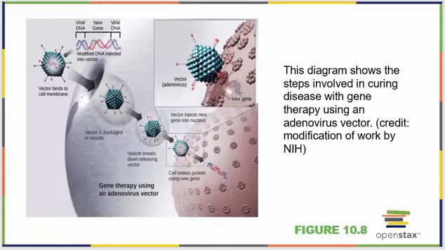Now we're simply going to run through a couple of different things that we can do using biotechnology. This diagram shows you the steps involved in curing a disease with gene therapy using an adenovirus vector. In this case, we inserted a gene that an individual was missing into a virus. Viruses do an excellent job of inserting themselves into their host DNA. We're going to use the adenovirus to insert a healthy gene into a host cell. Hopefully, this individual will be able to use the gene products made by the insertion of this brand new gene, and it will correct some sort of protein deficiency that they have.